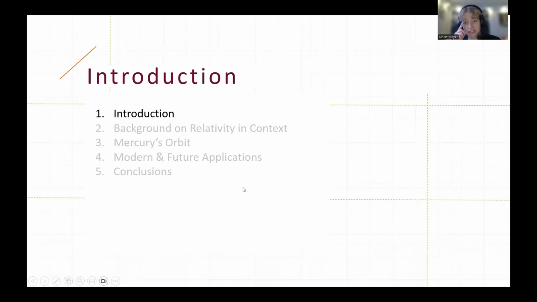So this is the outline of the lecture. Just gonna share a brief introduction, go through some background on relativity, go through a historical case, which is Mercury's orbit, how do we apply it, and then wrap up.